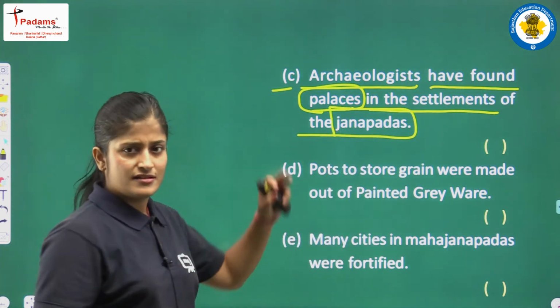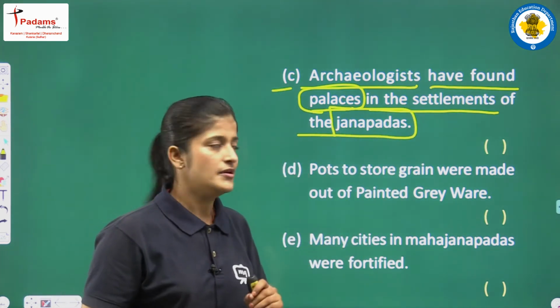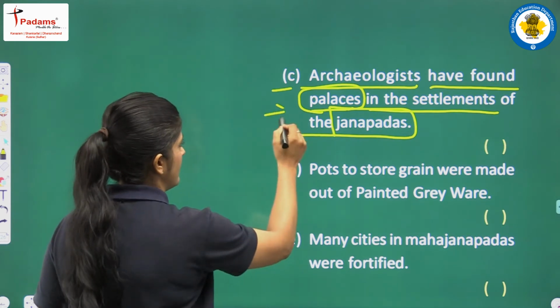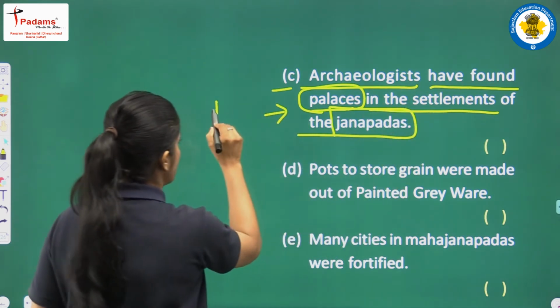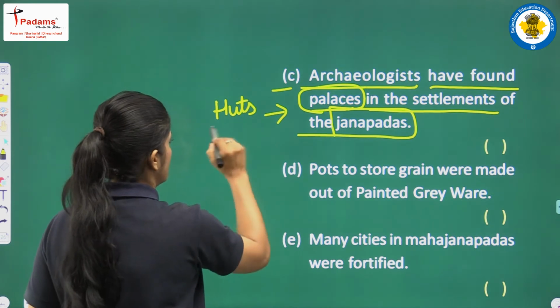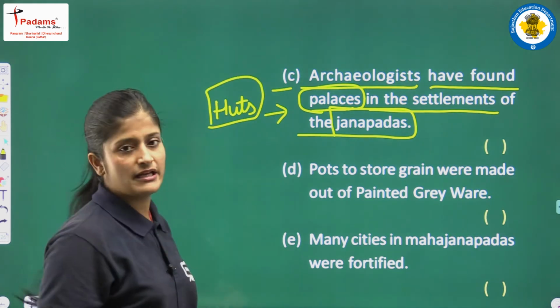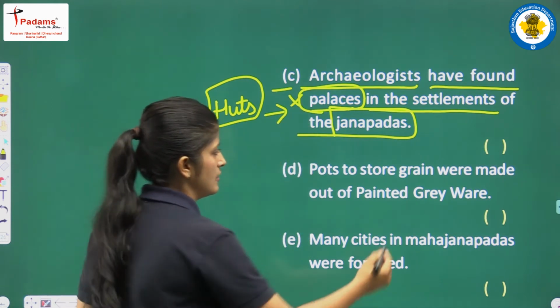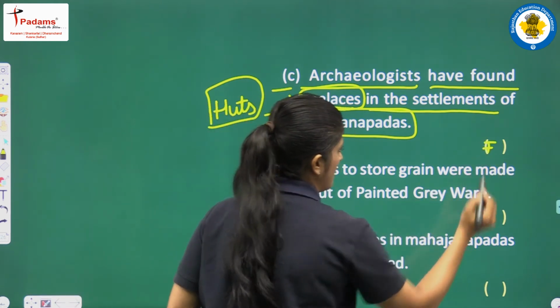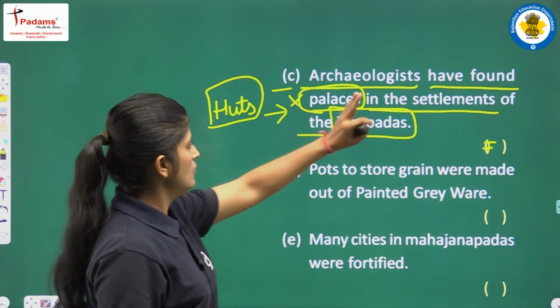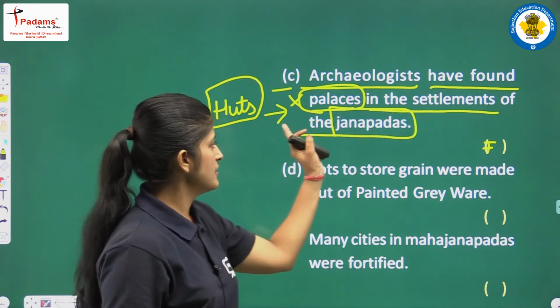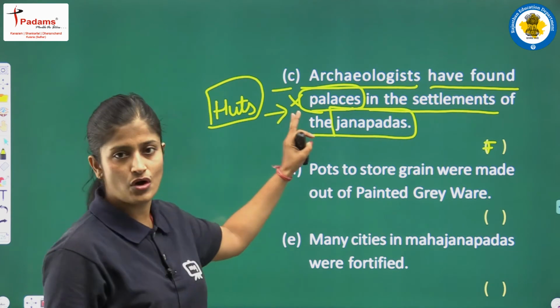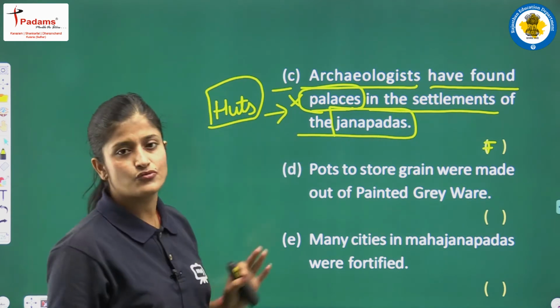Next, C: archaeologists have found palaces in the settlements of the Janpadas. So it is true? No, because we know that the archaeologists have found huts from there, not palaces. They found huts in the settlements of Janpadas, so the statement is false.